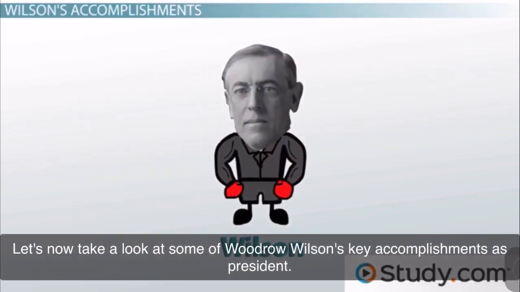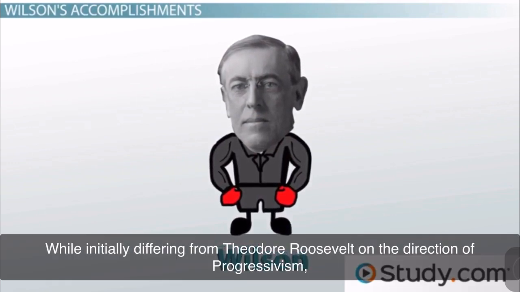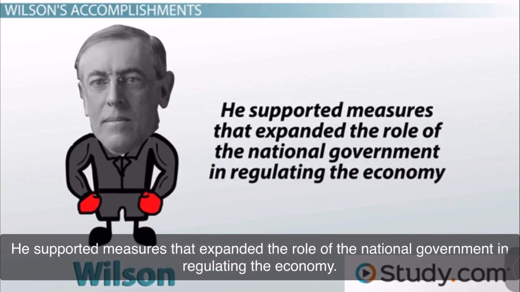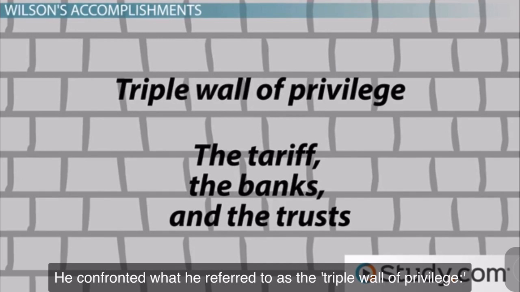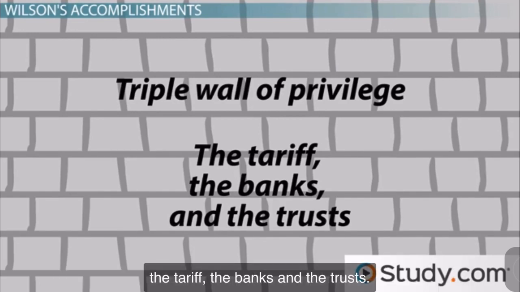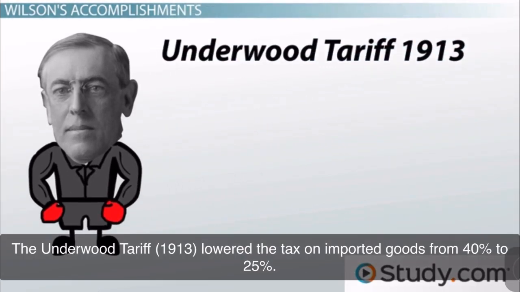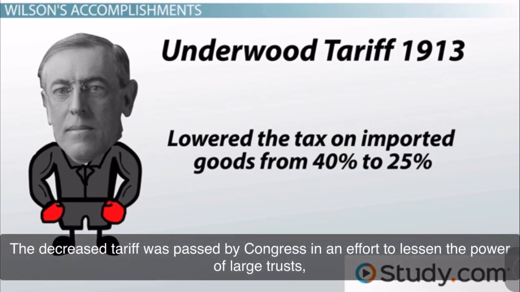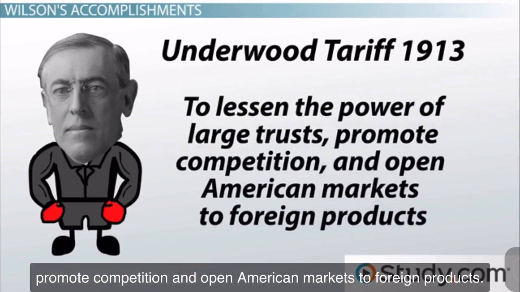Let's now take a look at some of Woodrow Wilson's key accomplishments as president. While initially differing from Theodore Roosevelt on the direction of progressivism, Wilson later advocated many of his ideas. He supported measures that expanded the role of the national government in regulating the economy. He confronted what he referred to as the triple wall of privilege: the tariff, the banks, and the trusts. Through Wilson's skillful leadership, the Underwood Tariff of 1913 lowered the tax on imported goods from 40% to 25%. The decreased tariff was passed by Congress in an effort to lessen the power of large trusts, promote competition, and open American markets to foreign products.